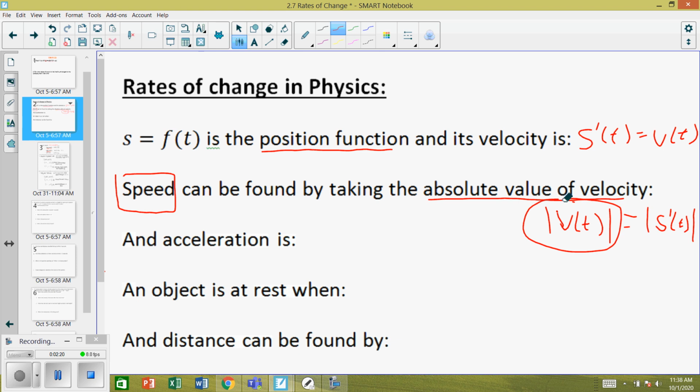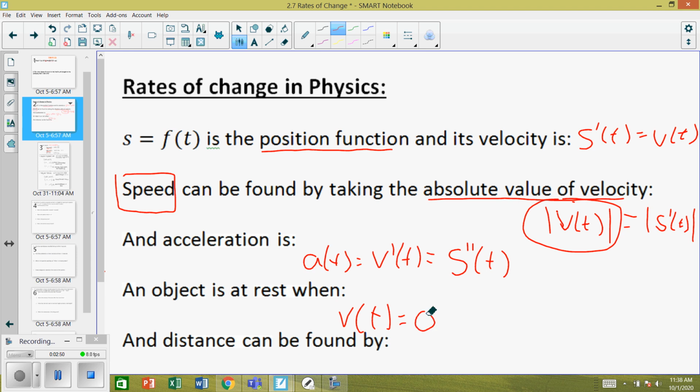Velocity does. We know that acceleration, a of t, is equal to the derivative of v of t, and that is also equal to the second derivative of s of t. So if I take the second derivative of s of t, I'm at a of t. If I take the first derivative of v of t, I'm at a of t. That's the relationship.